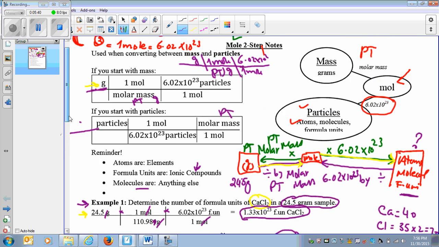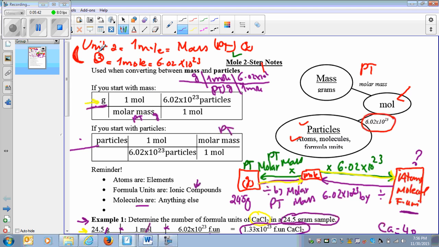So this is basically you're putting together the information that we learned in unit 2 and 3 for this unit.